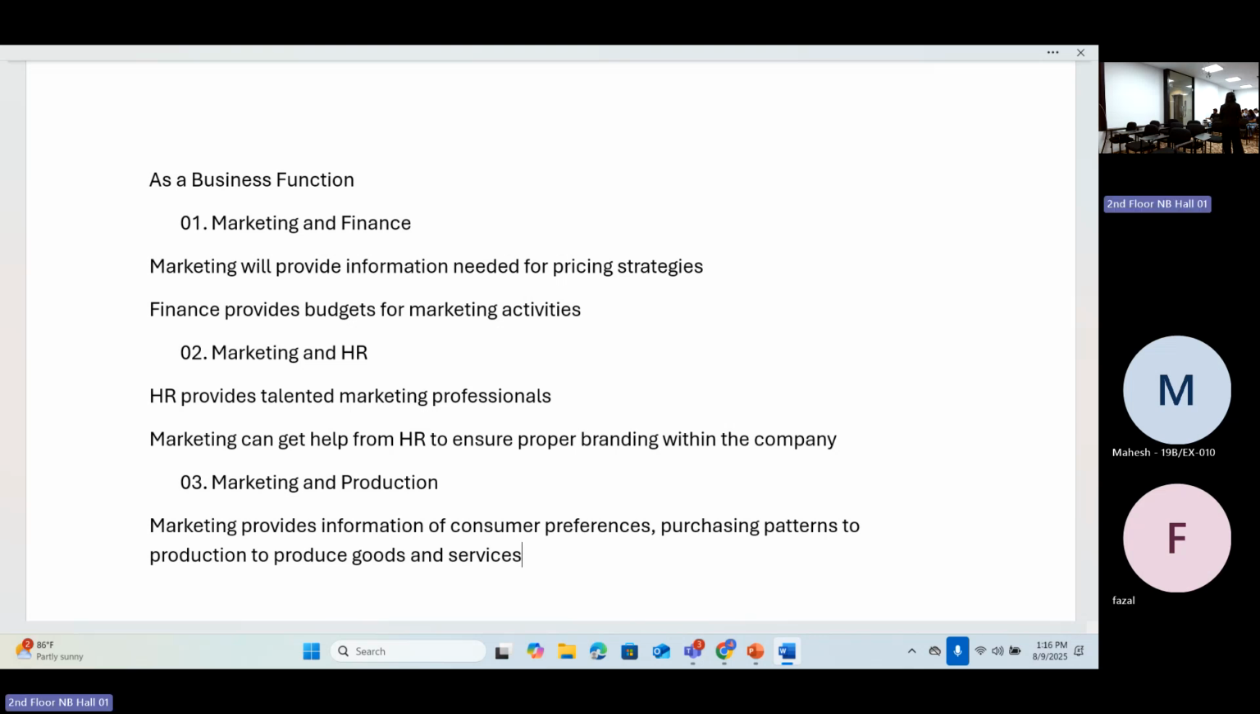Then the second skill is market relating skill. Market relating skill is the ability to create long-term relationships with consumers.